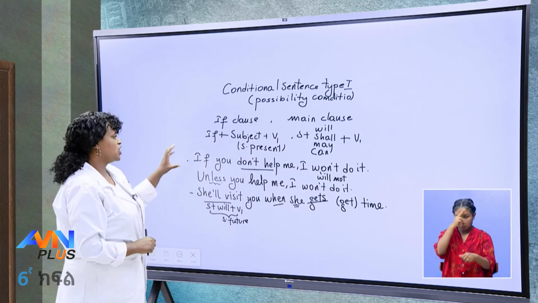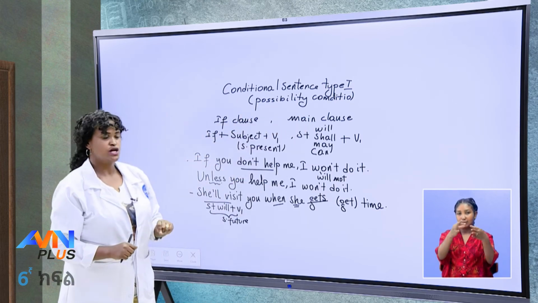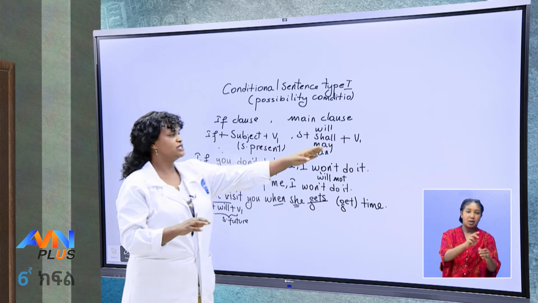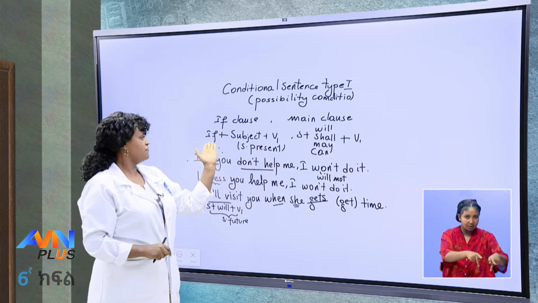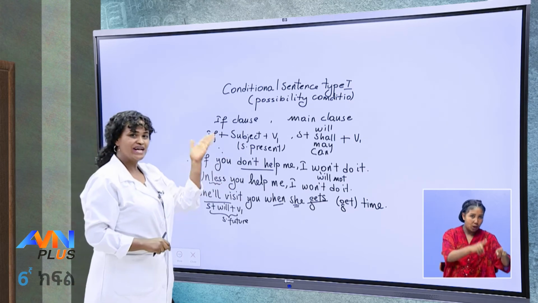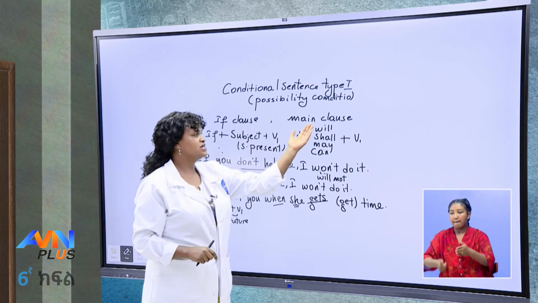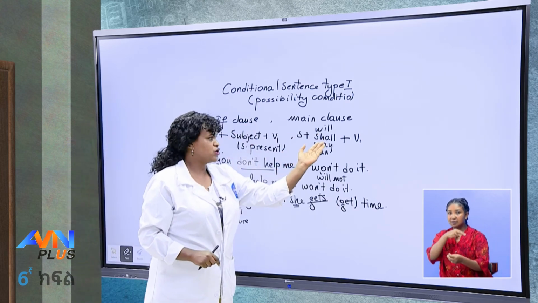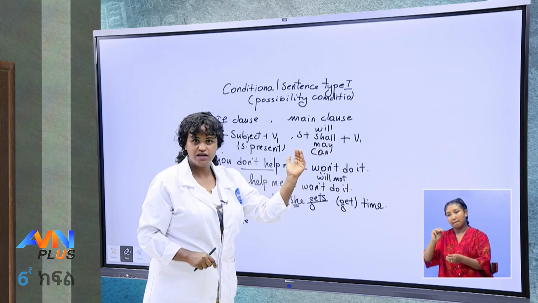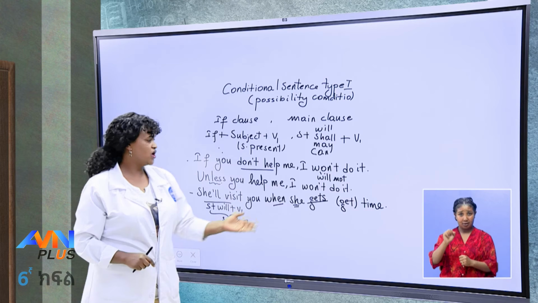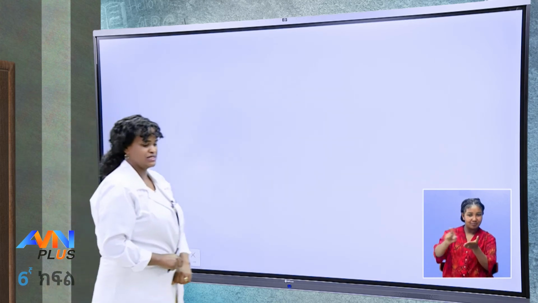Yes? This is all about the conditional sentence type 1, or possibility condition, with two clauses, the if clause and the main clause. Your if clause uses simple present, with if, when, or unless, as we see here. Then the main clause is subject plus the future auxiliaries, and the modal auxiliaries may and can. Right? Okay, this was all about last week's lesson.